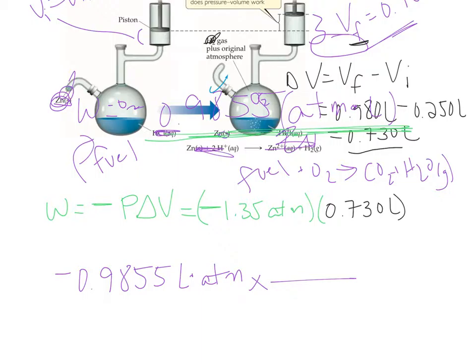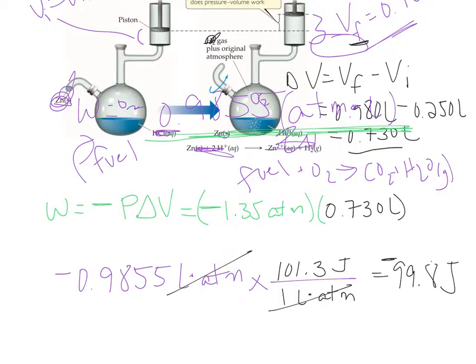So let's put that in. We have 1 liter atmosphere is equal to 101.3 joules. Then we're going to multiply. Our liter atmospheres cancel, and in joules our answer will be 0.9855 times 101.3, or 99.8. We're working with how many significant figures here? 3, right? So 99.8 joules is our answer, and it's negative. I'm going to circle my answer. Negative 99.8.